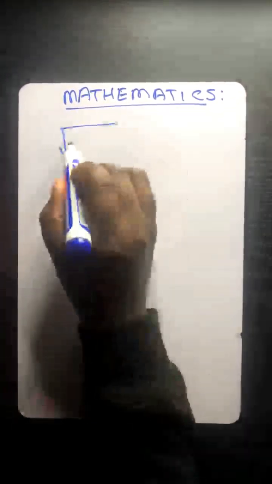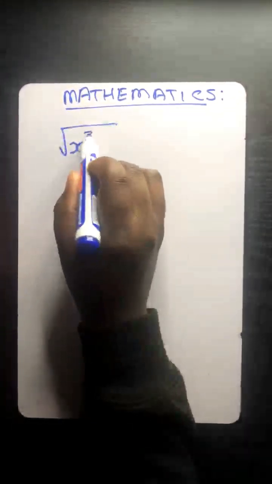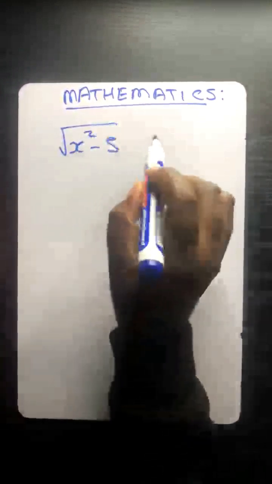So let's see. There is the question. I found it. It says a square root of that equals to that, and then you are having that, and then that. And this one is allocated 4 marks.